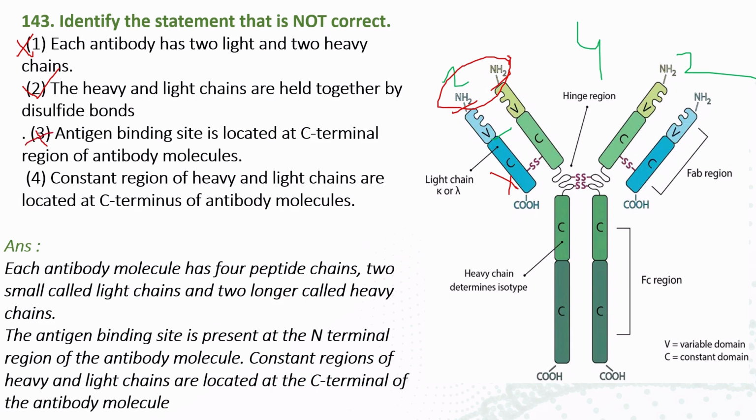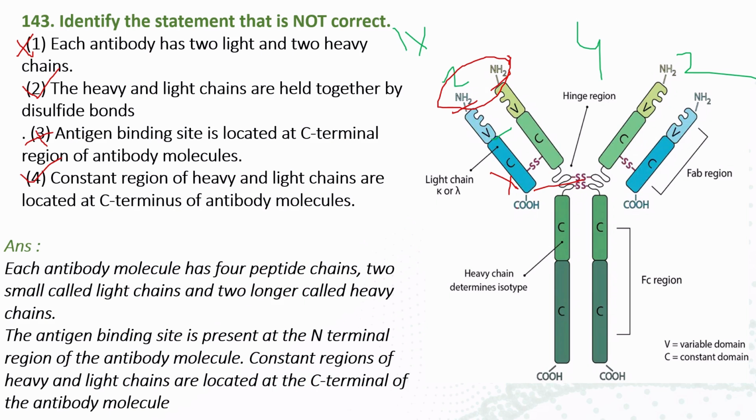Next, if we see that the constant regions of heavy and light chains are located at the C-terminus, obviously the constant region is present in the C-terminus of the antibody. Why? Because they both combine at the C-terminus itself. This is right. So in this question, I forgot to give the options. Actually, these two are wrong: you have to say which statements are wrong.